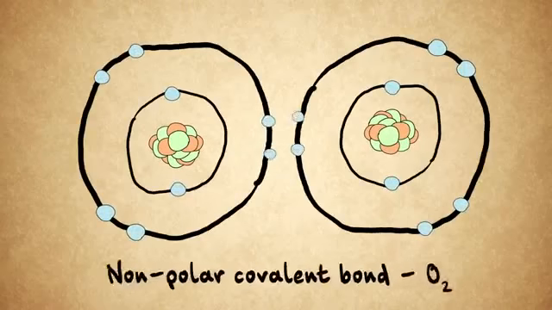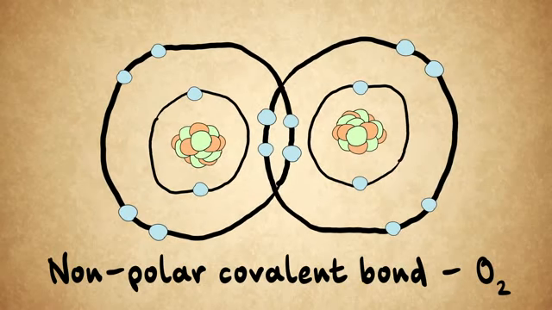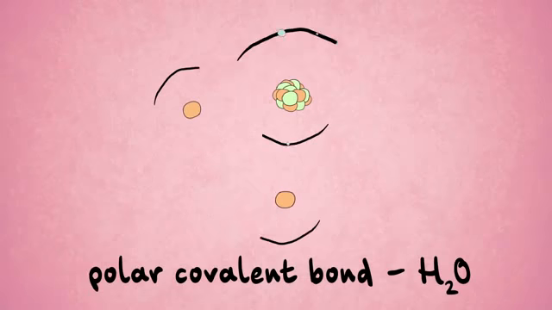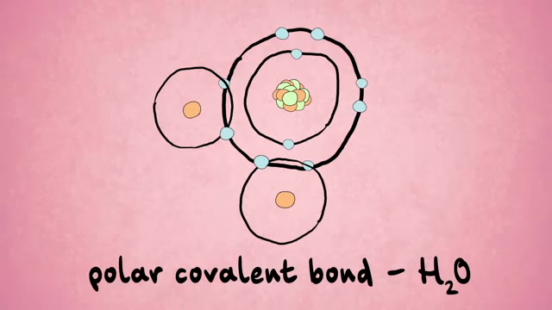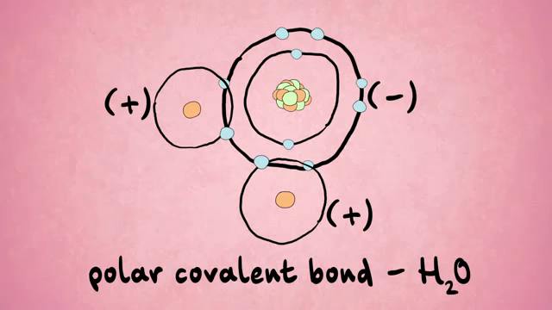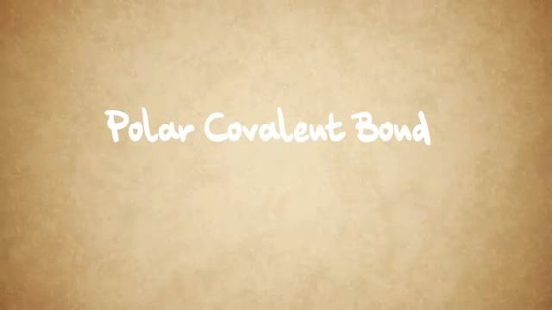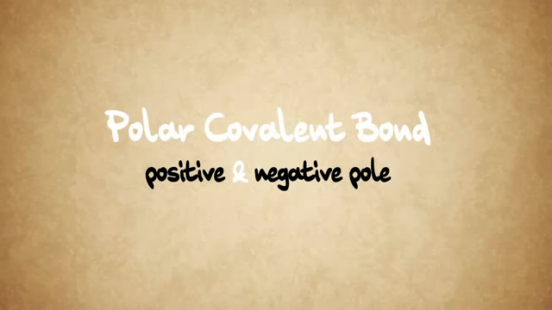Sometimes electrons are shared equally within a covalent bond, like with O2. That's called a nonpolar covalent bond. But often, one of the participants is more greedy. In water, for example, the oxygen molecule sucks the electrons in and they spend more time with the oxygen than with the hydrogens. This creates a slight positive charge around the hydrogens and a slight negative charge around the oxygen. When something has a charge, we say that it's polar. It has a positive and negative pole, and so it's a polar covalent bond.